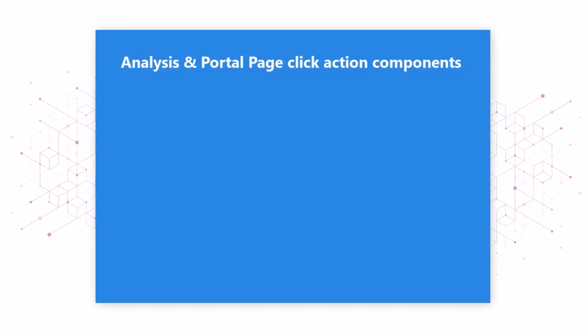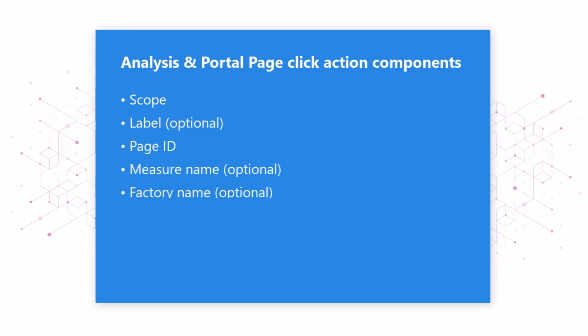These click actions have several components. First, you'll set the scope, and then the label, which appears at the top of the pop-up window or page in DivePort. The page ID specifies the page that contains the information you want the click action to show. Optionally, you can set it to show a measure or a factory if you're using a DivePort that has multiple factories in it. You can also set the size of the pop-up.